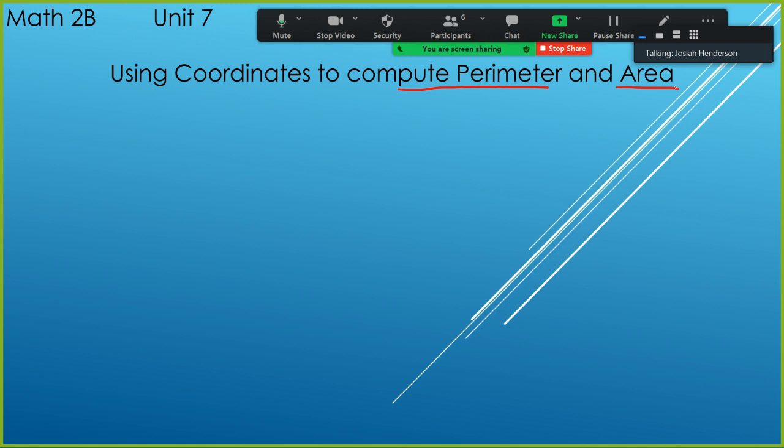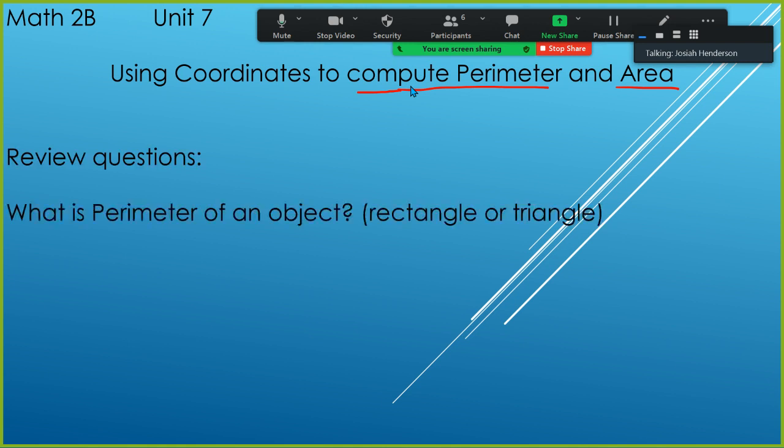Computing perimeter and area of figures, of polygons. Before we do this, we need to figure out, well, what is perimeter and what is area? You guys have been using these for years. So what is perimeter of an object?